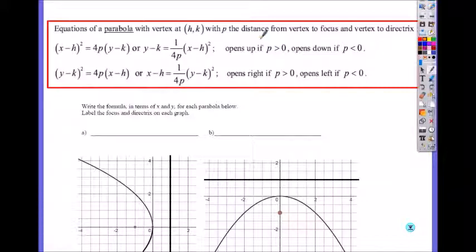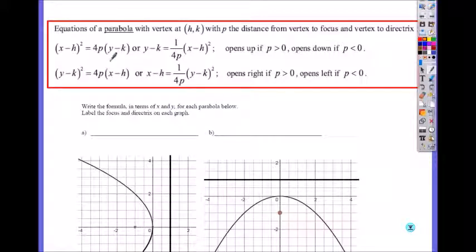Now, if it opens up or down, if it opens up, p will be positive, and it will be x squared equals 4 times p times y minus k. But again, k will be 0 today. Okay?